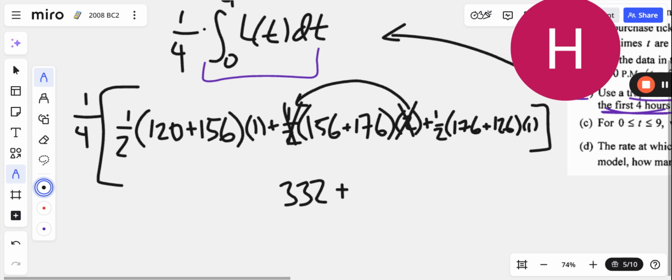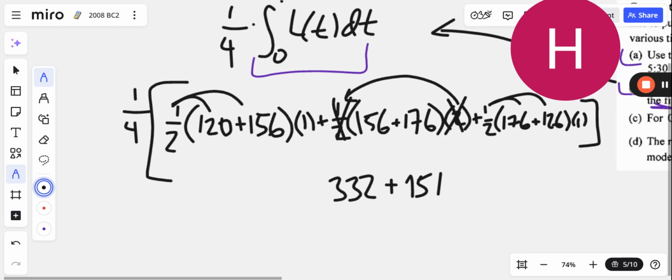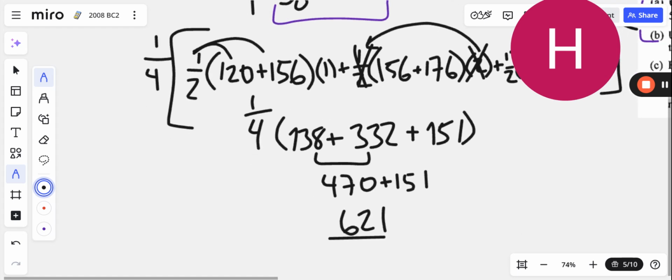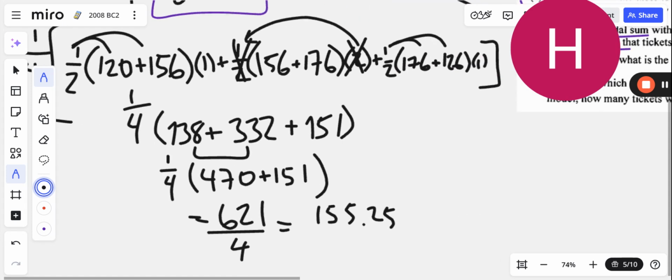332 plus half of this plus half of that, that's going to be 88 plus 63, so 151. And then this is half of 120, that's 60, plus 78 is 138. So let's add all that stuff together, then divide by 4. This is going to give us 470 right on the dot, plus 151, so we have 621 over 4, and this equals 155.25. Now, if you're using a calculator, it should be very, very easy.